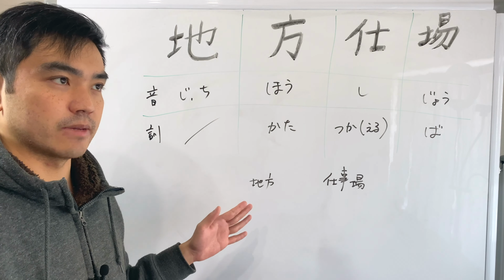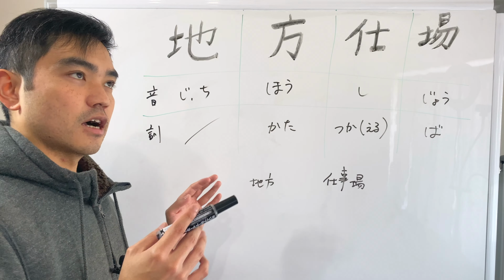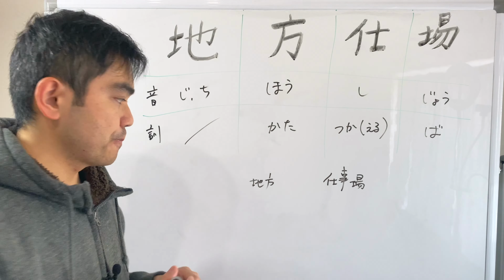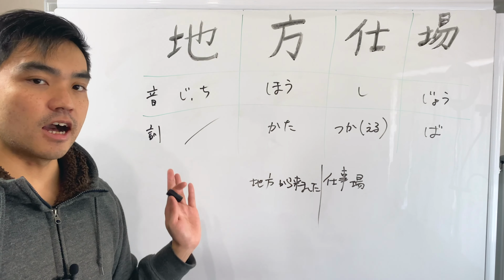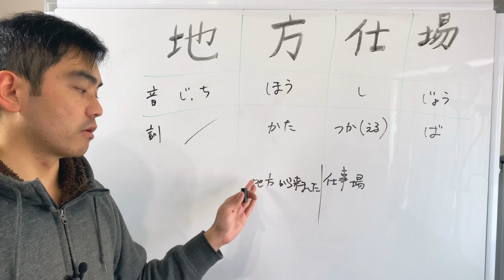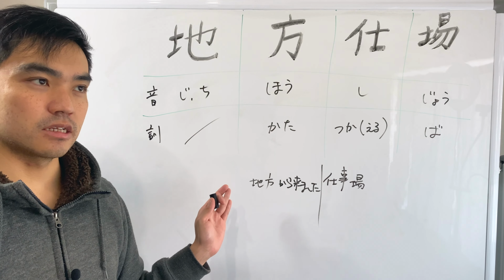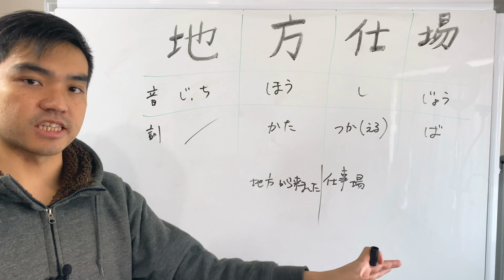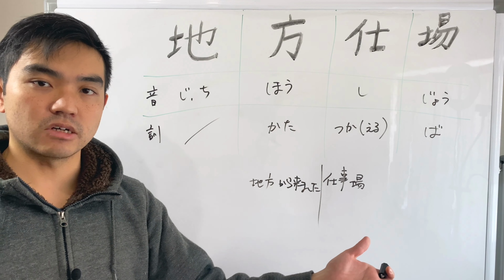Okay, so for example, I can say 地方から来ました. You know, 地方から来ました means I came from the countryside. You know what I'm saying? You don't specifically mention where exactly you are coming from, but you are saying countryside.